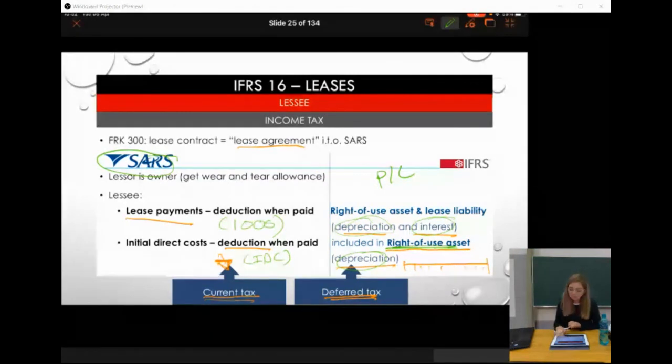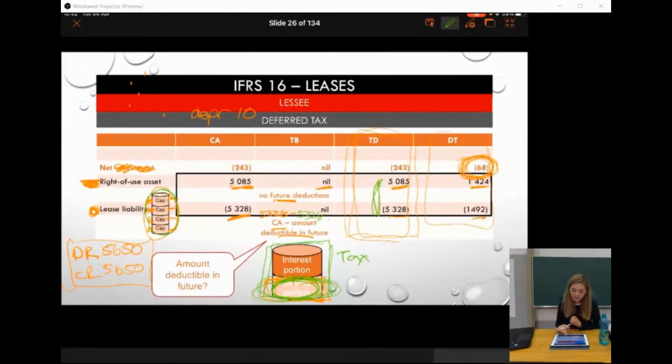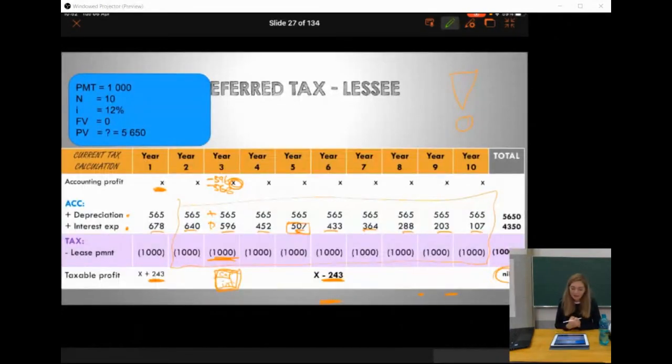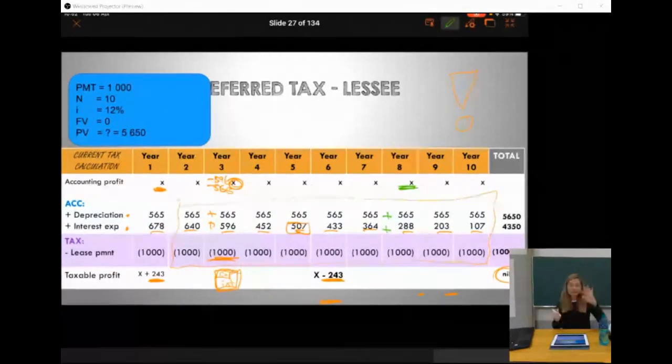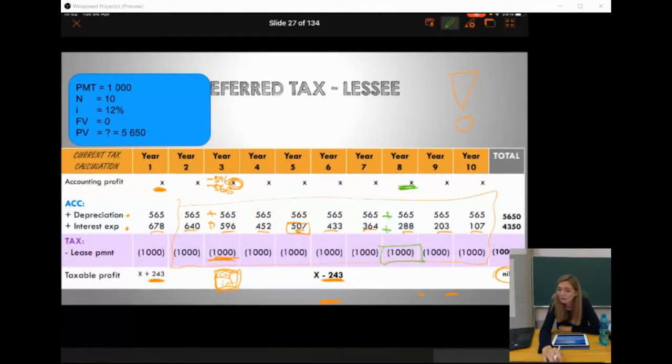Okay, so if we now go to our current tax calc over here, then we start with our accounting profit, and we'll say, okay, now let's eliminate our accounting treatment first. So we add back the depreciation and we add back the interest to eliminate the accounting treatment, and then we say, okay, for tax purposes, we get a full deduction of the lease payment. So, Tepiso, I hope that helps. Give me a smiley face if it does.